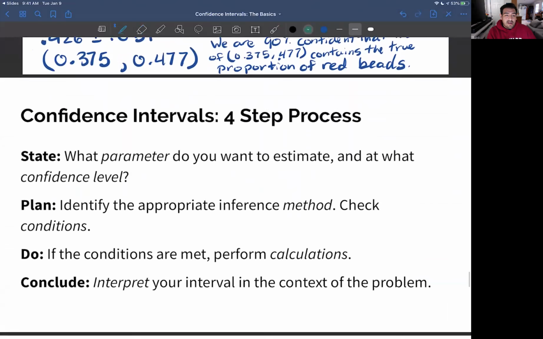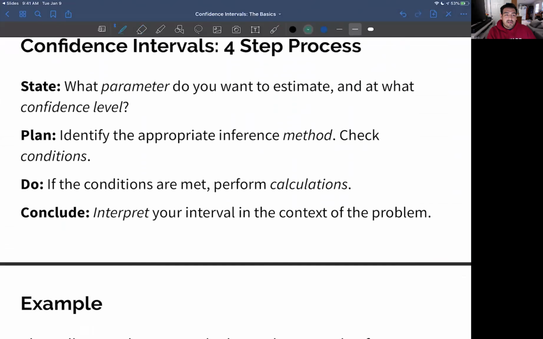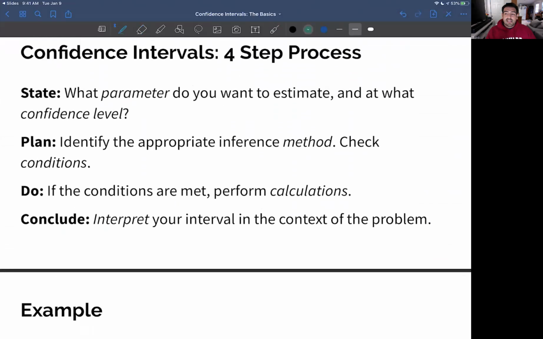Whenever we're working with confidence intervals, it's really important that we follow this 4-step process. State the parameter that we want to estimate and what confidence level we are doing. Plan, we need to identify the appropriate inference methods. We need to check all of our conditions. And lastly, we need to do the actual calculations given that the conditions have been met. Lastly, we need to conclude. This 4-step process is the way to receive full credit on your AP exam.